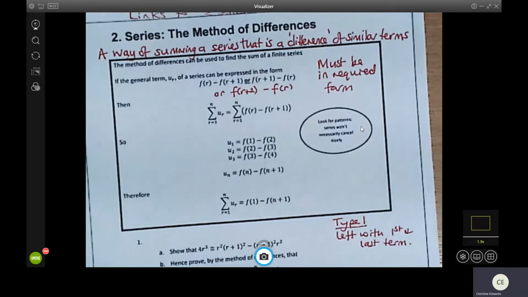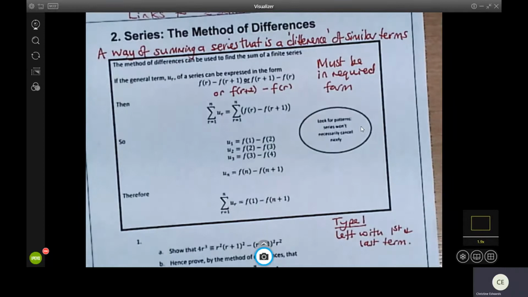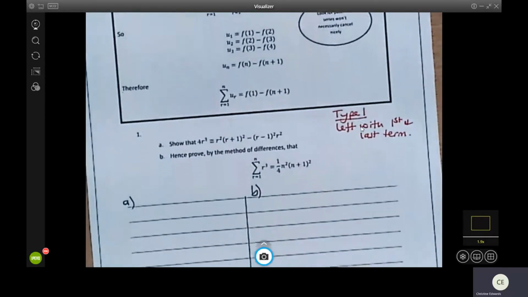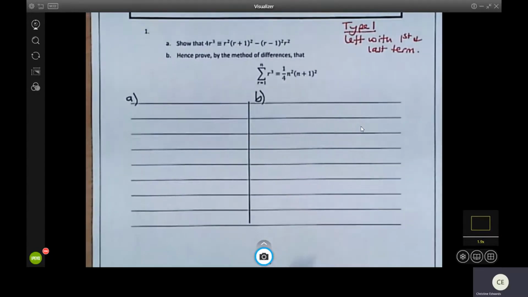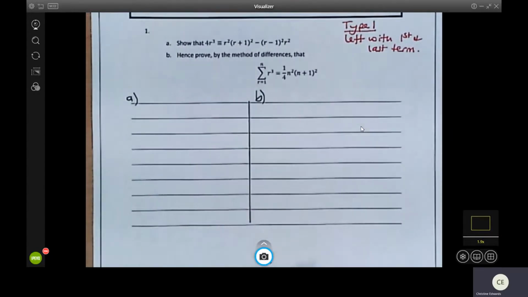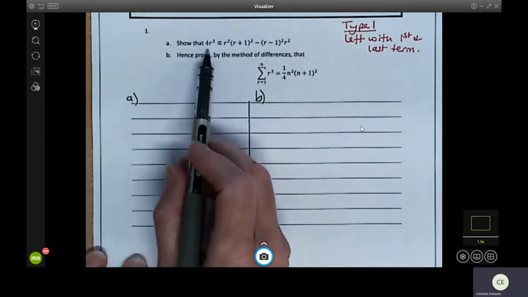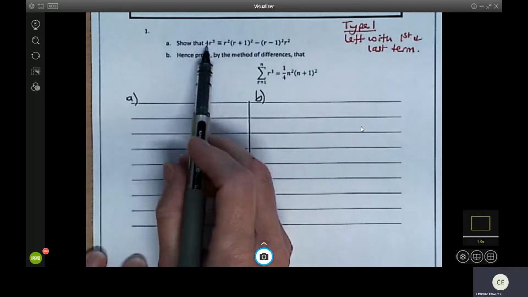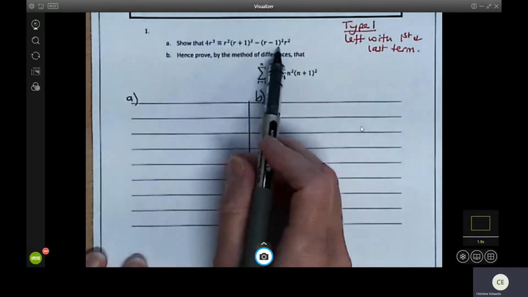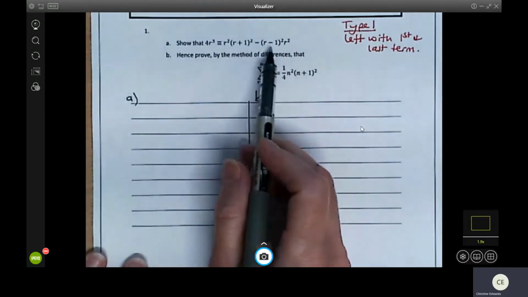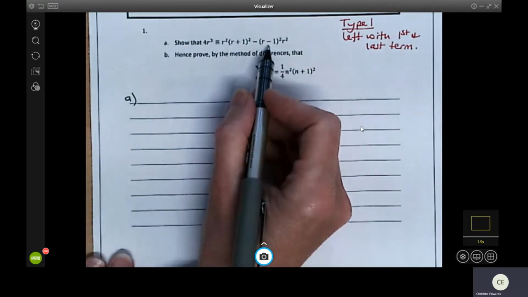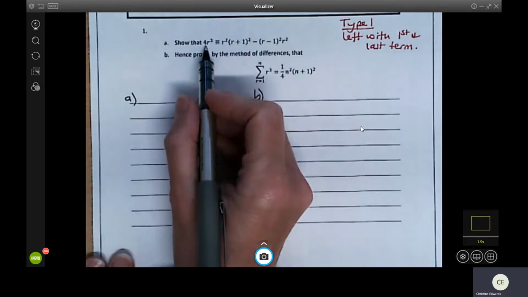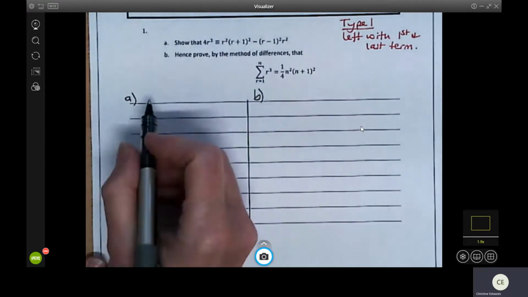So let's have a look at question 1, which introduces the method, and then we will look at some more complex ones in subsequent videos. So question 1, we're being asked to show that 4r³ can be written as a difference. In this case I'm going to start with my right hand side and show that it is equivalent to the left hand side.